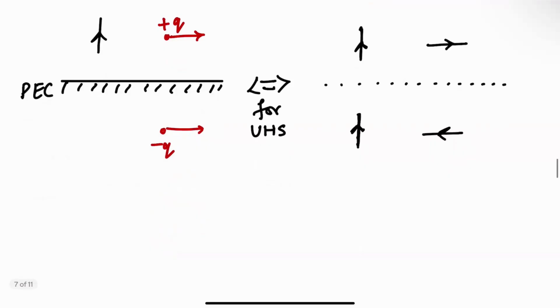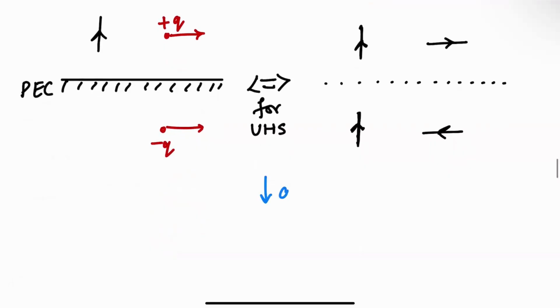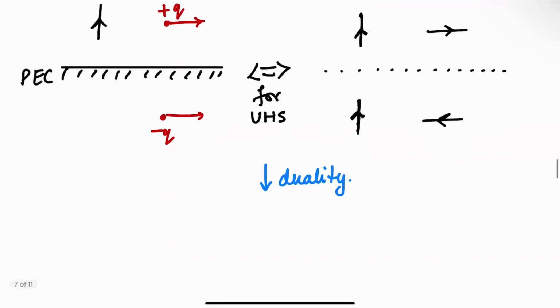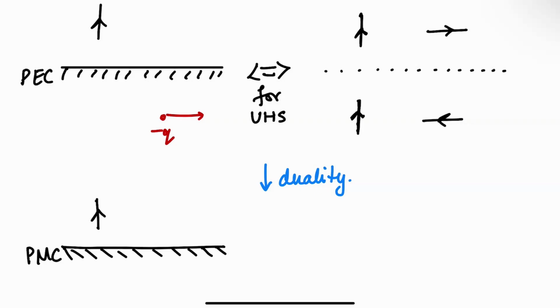So now what I can do is I can apply duality to this problem. And that gives me another set of solutions. So the dual of PEC is PMC, and the dual of electric currents are magnetic currents, right? So I can erase this, paste that there, and we can make magnetic currents with two arrows.